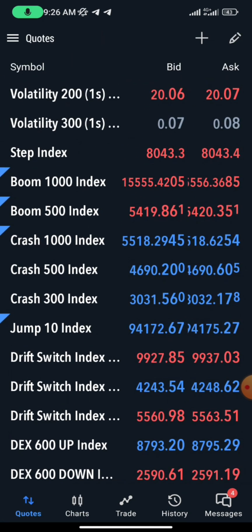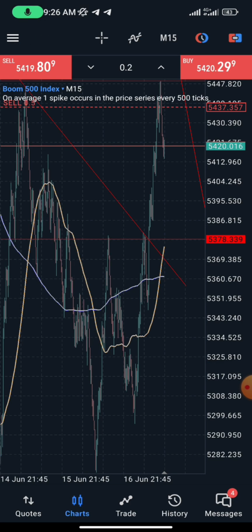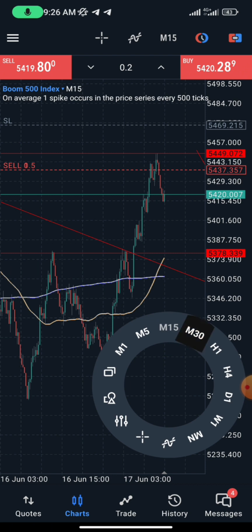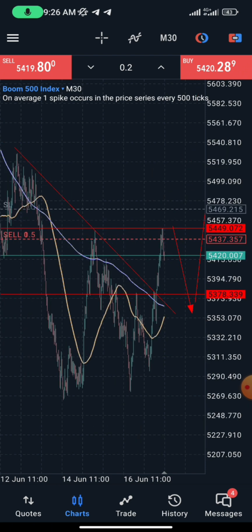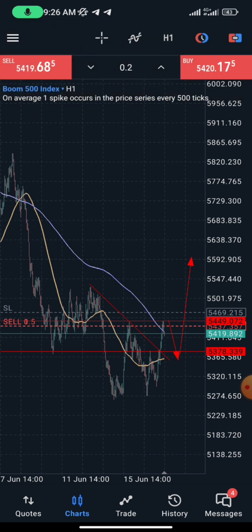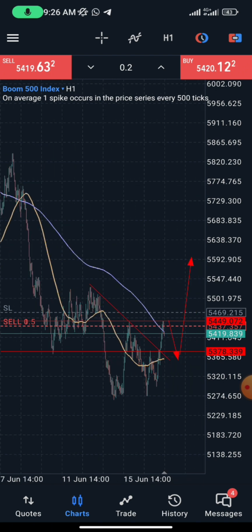Let me check on the Boom 500. Yeah, this is the Boom 500. This one is another trade we took in the VIP room today, and this is what happened here. As usual, on the high time frame we have been on a long downtrend in this market. So the market will want to reverse upside. Right now I should expect the market to be in an uptrend, but we want to take that kind of retest trade.